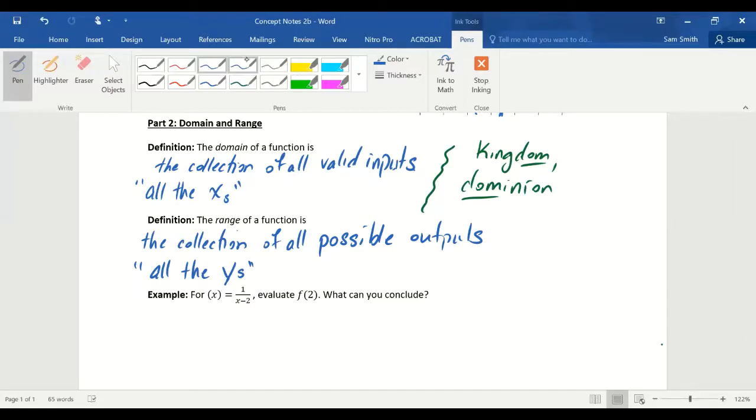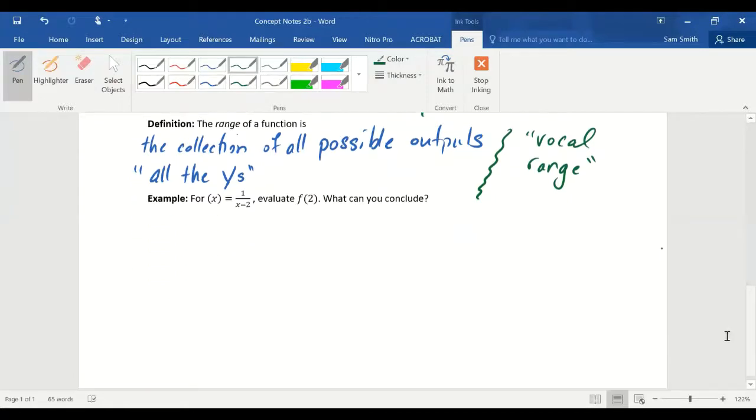And for me, my sort of mnemonic or mental connection here is for something like maybe vocal range. The vocal range of a singer would be all of the notes that they can produce, and the range of a function is all the numbers that it can produce. Okay, so let's do a little example here.